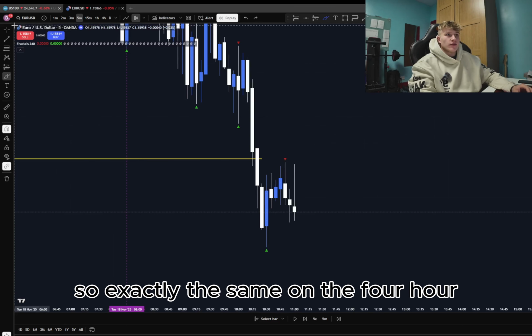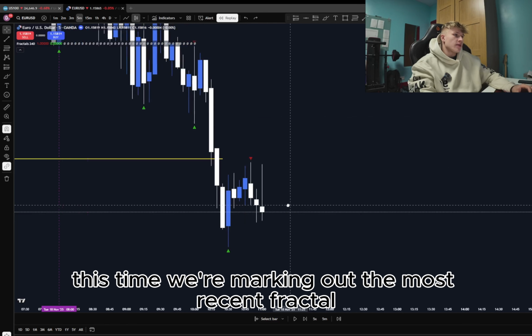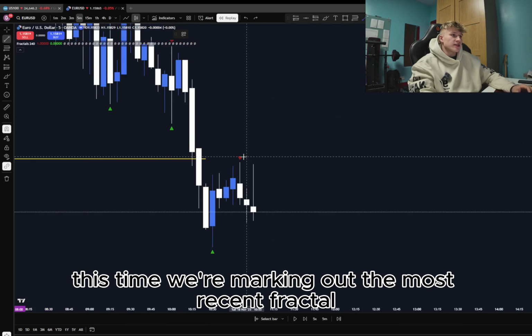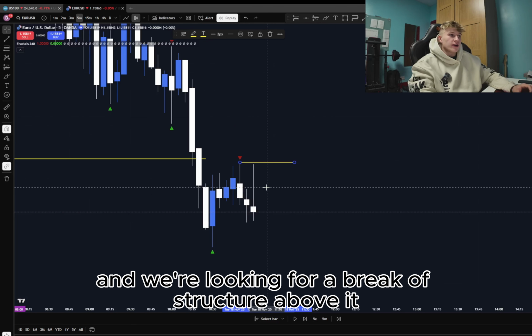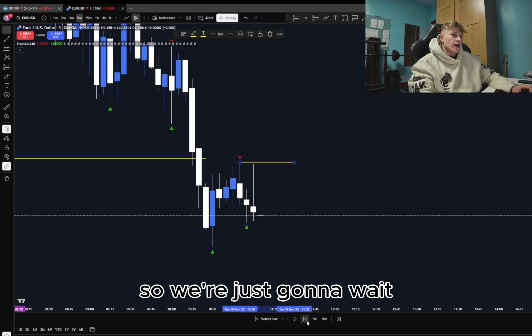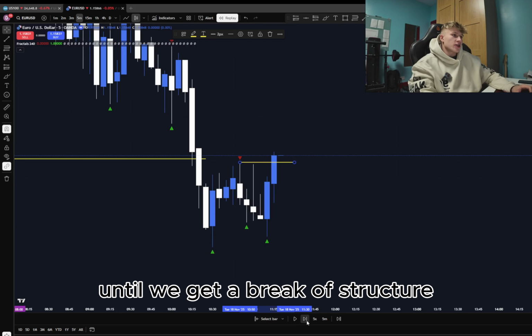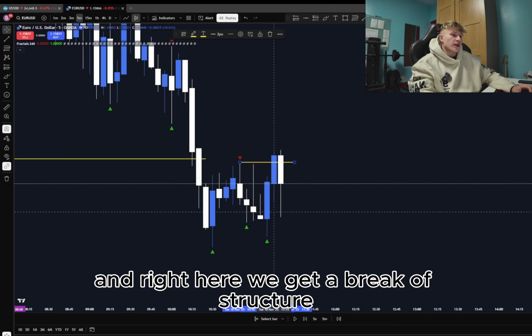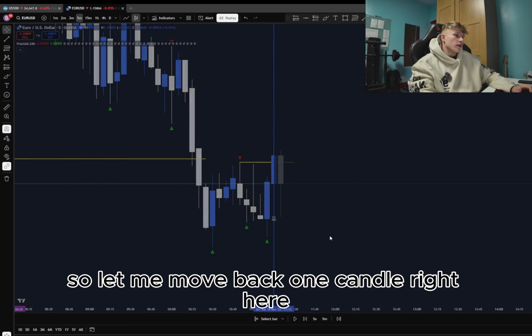So exactly the same as on the 4-hour, we're going to do this on the 5-minute this time. We're marking out the most recent fractal and we're looking for a break of structure above it. So we're just going to wait until we get a break of structure. And right here, we get a break of structure. So then we move back one candle right here.